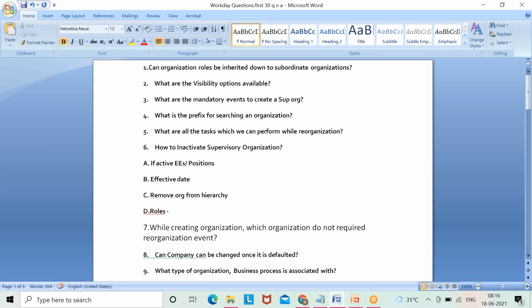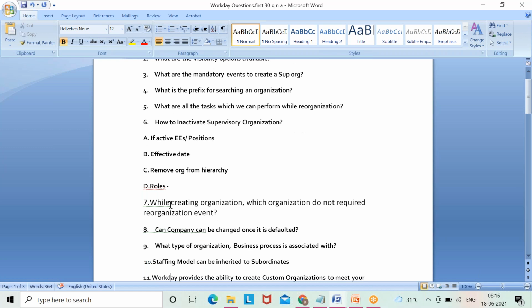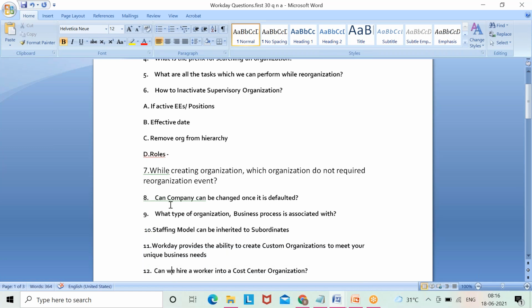How to inactivate a supervisory organization? Oh, sorry, we discussed this question. Once you assign a company under a supervisory organization and it is defaulted, can it be changed at any given time? We didn't discuss this one, don't worry. It will come during our additional organizations, but you can give a guess. Once you assign a company under a supervisory organization and default it, can it be changed whenever required?